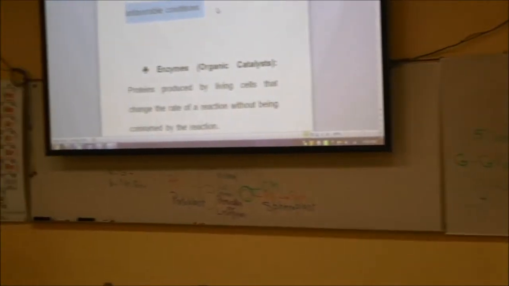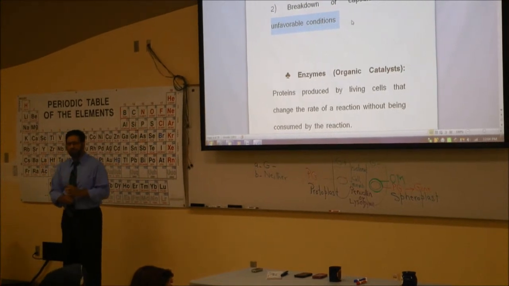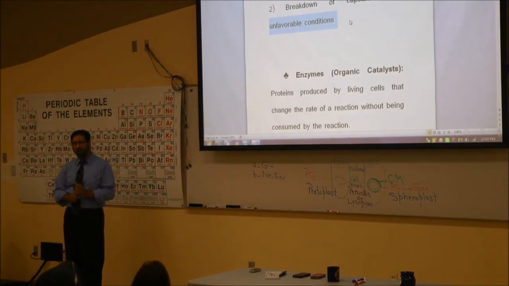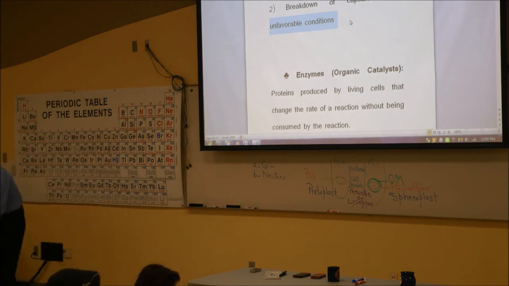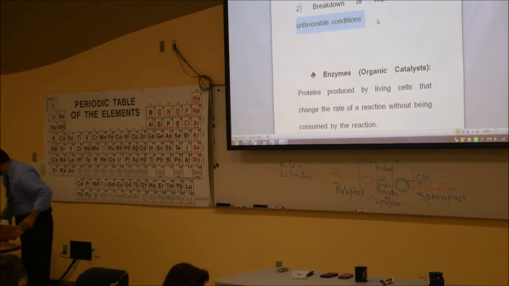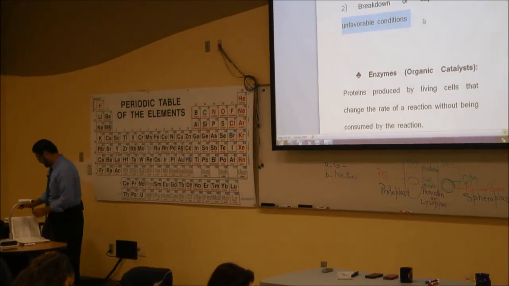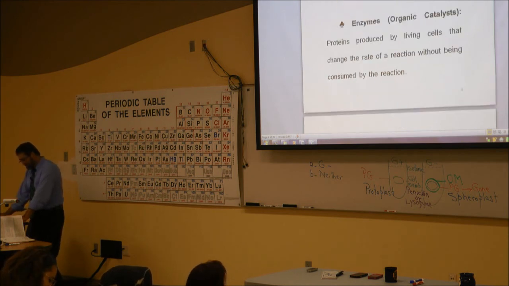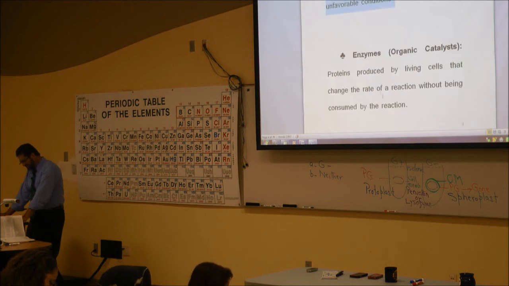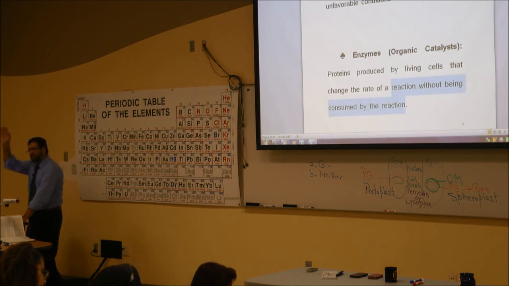So enzyme, what do they do? They are all proteins, first of all. All enzymes are protein. They change the rate of the reaction without being changed themselves. Enzymes, you can call them organic catalyst or biological catalyst, same thing. Protein produced by living cell that change the rate of the reaction. Important thing is that they are not used during the reaction. After taking part in a reaction, enzyme can be reused over and over and over again.